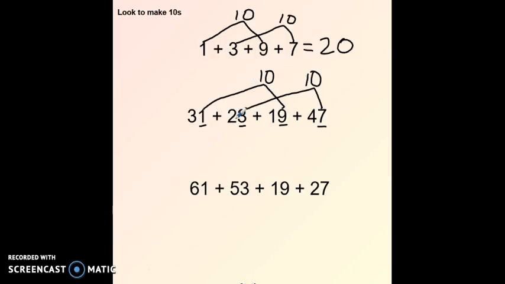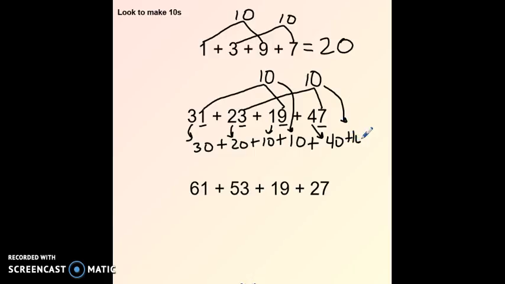So now we need to add up what's left. So here I have 30 plus 20 plus 10 plus this 10 plus 40 plus 10. So let's count it up.